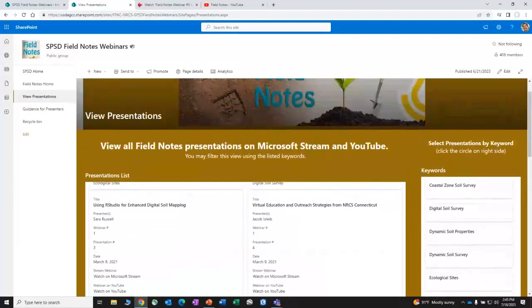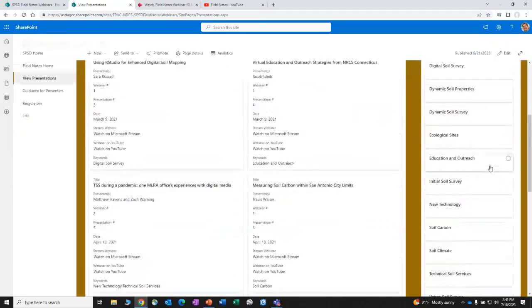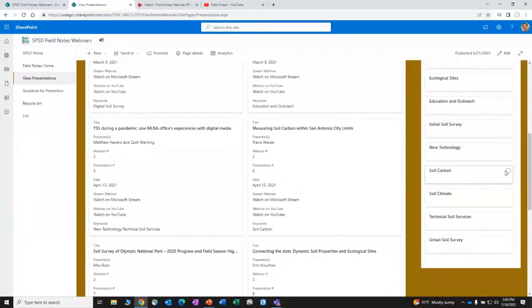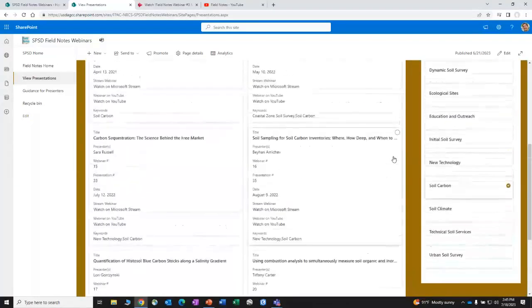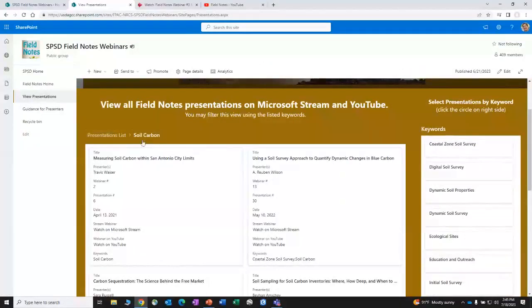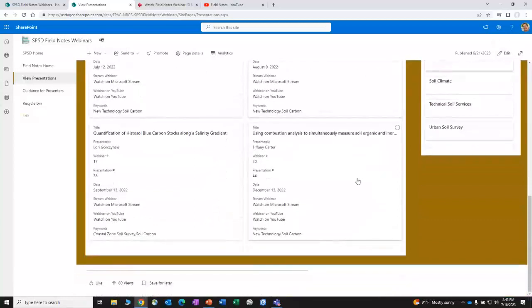You probably noticed that on the right-hand side, we have this list of keywords. And so you can use this list of keywords to filter the presentations. So for example, if you just wanted to see all the presentations related to soil carbon, you simply click on the keyword. And now we're just looking at all the presentations related to that particular keyword. So hopefully you find that very useful and it makes it easier for you to find presentations of interest.